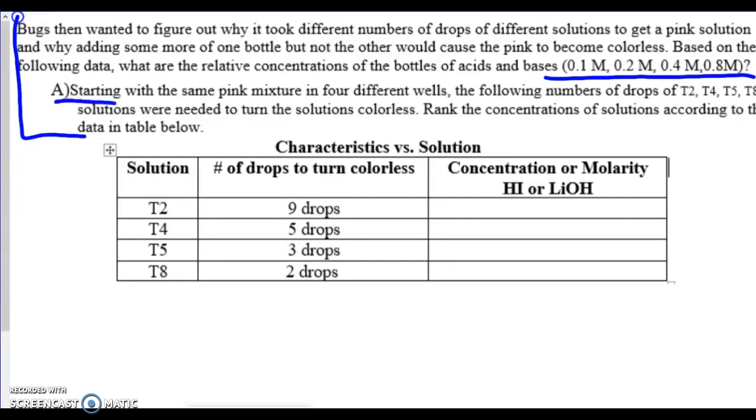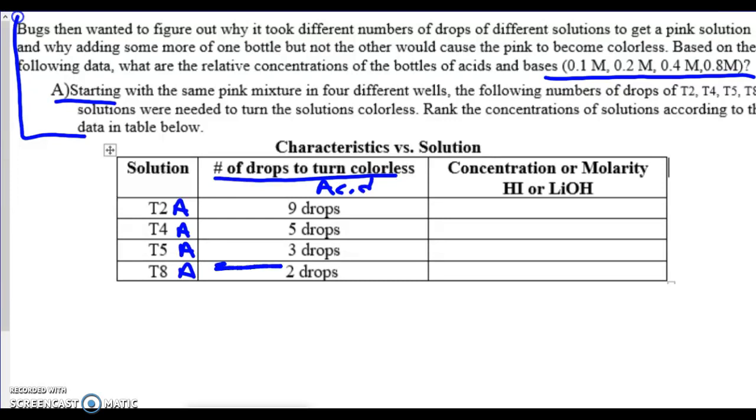Starting with the same pink mixture in 4 different wells, the following numbers of T2, 4, 5, and 8 solutions were needed to turn the solutions colorless. Write the concentrations of the solutions. So, T2, T4, T5, and T8. We know that those are acids. These are all acids. And if you have to, you go ahead and write that in there. It tells us the number of drops of these acids to go from pink to colorless.